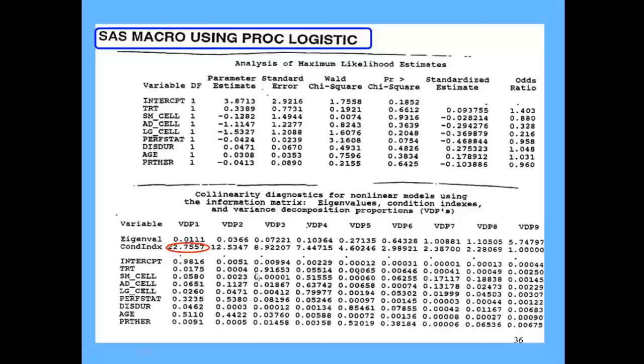Okay? Now, you notice it just fits, it gives me the variables and the parameter estimates, using proc logistic. Now notice at the bottom of the slide, I've circled the 22.7557. Now you notice this is the mirror image. This is the picture of the mirror image because we're using the macro, we're not using the colon option. But that's the highest condition index.